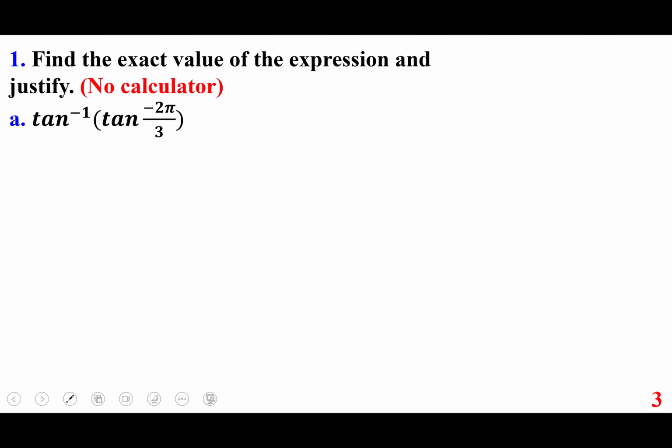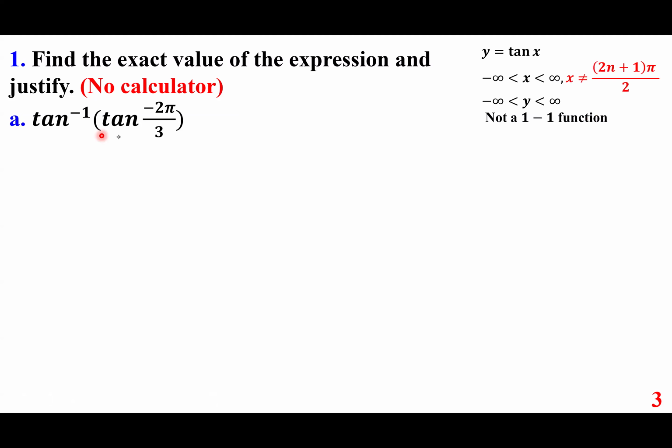Find the exact value of the expression, justify your answer, no calculator, tan inverse of tan of negative 2 pi over 3. Now, as far as the tangent is concerned, we have the same restriction as sine. The endpoints are not included, meaning y equals tan x. x is between negative and positive infinity. x can be 2n plus 1 times pi over 2. y is between negative and positive infinity, and it's not a one-to-one function.